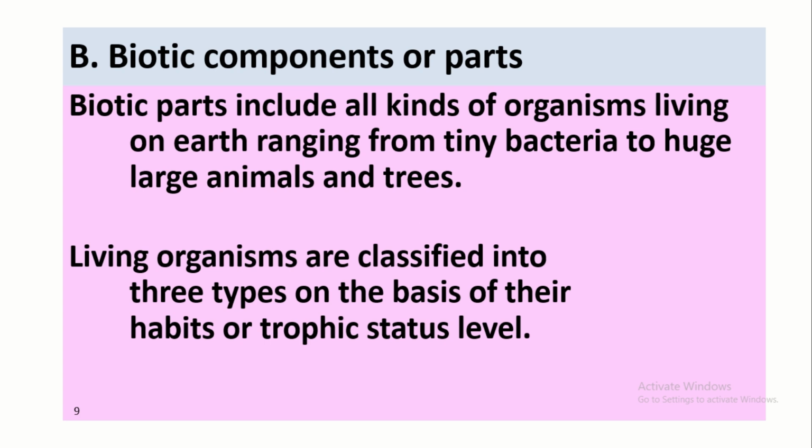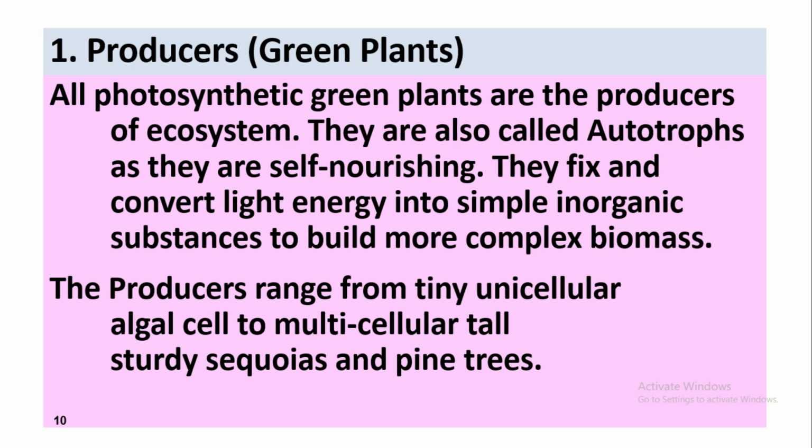Biotic factors include all kinds of organisms living on the earth, ranging from a tiny bacteria to huge large animals like elephants, rhinos, and trees like pines, sequoias. Living organisms are classified into three types on the basis of their habits or trophic status. So, one is the producer, which, as the name indicates, they produce food. They are photosynthetic green plants.